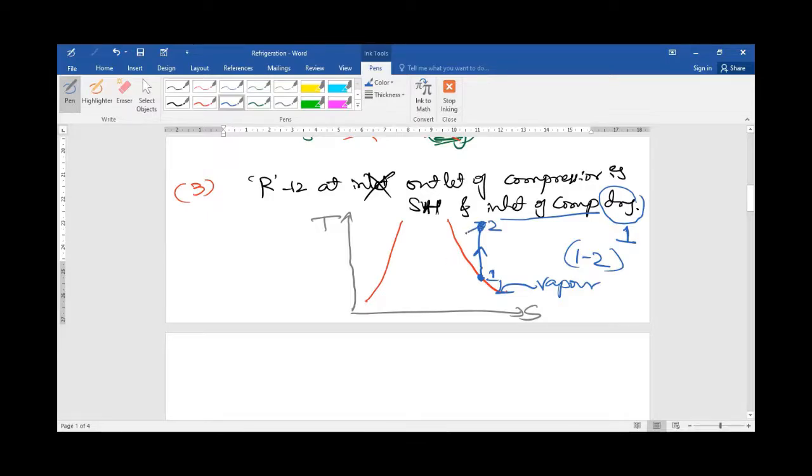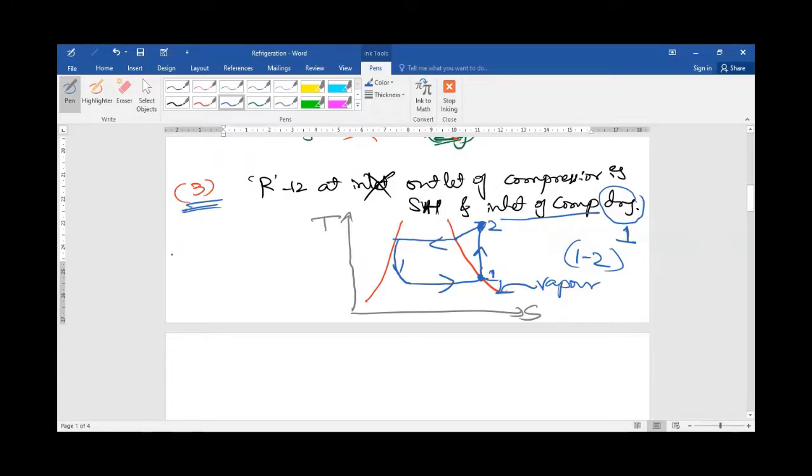Now the question is how to draw the condenser part. From here you draw one downward inclined line. From here you draw one constant temperature condenser line. Again the process remains the same like this. Okay, this is one type of condition. Understood? So this is the third condition. Only these 3 conditions will be given in the numericals.